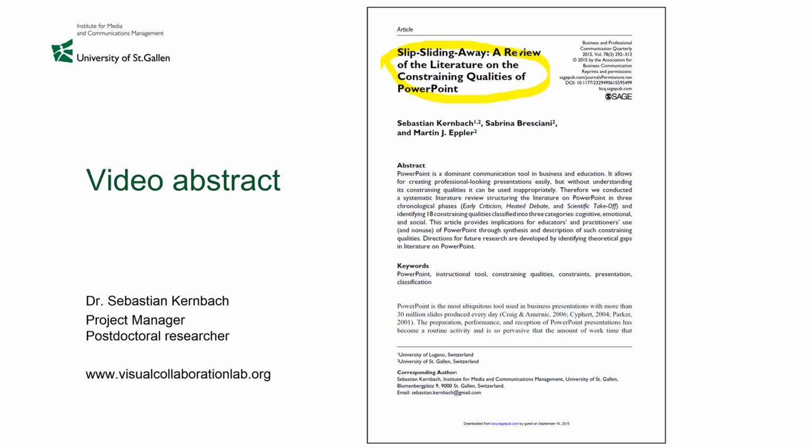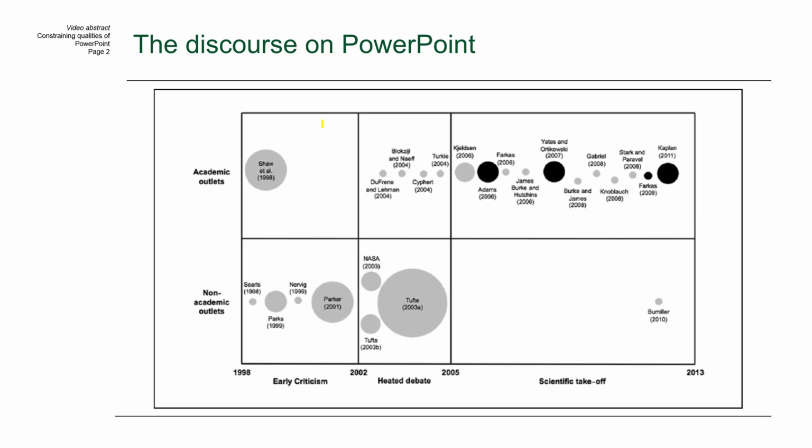This video abstract of our paper, Slip Sliding Away, reviews literature on the constraining qualities of PowerPoint. The paper has been published by Business and Professional Communication Quarterly, and we had two aims: one was to structure the literature on PowerPoint in three phases, and the other was to identify 18 constraining qualities.